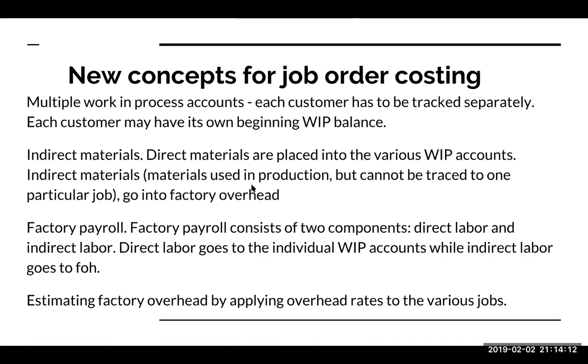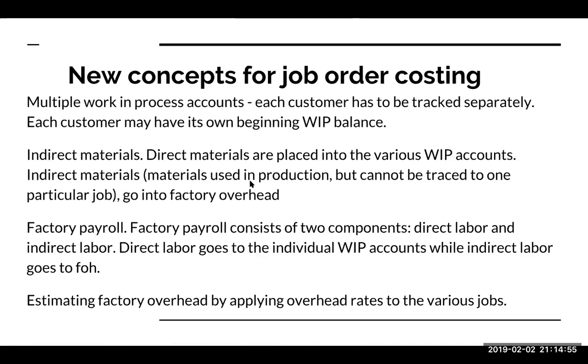Factory payroll is going to consist of two components, direct labor and indirect labor. The direct labor is going to go into the individual work in process accounts, while the indirect labor will go to factory overhead. What is direct labor? Directly attributed to the particular job. Indirect labor is more of supervisor-type salaries. Indirect labor doesn't trace to one particular job; rather, it's all the different jobs. And so the other part here is that instead of taking the actual factory overhead, remember, we have these T accounts for factory payroll, and we also have a T account for factory overhead.